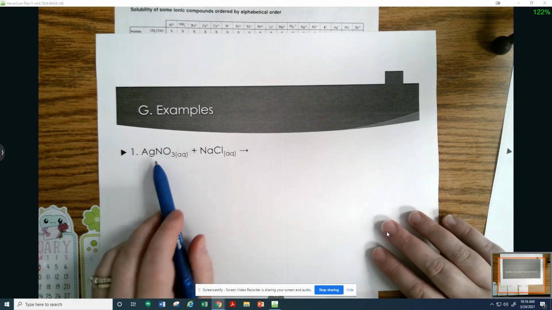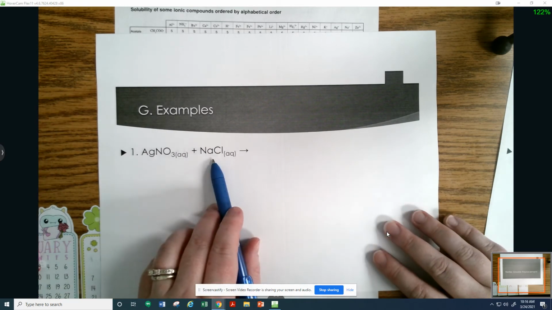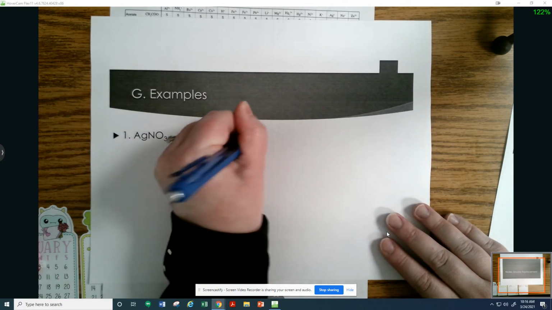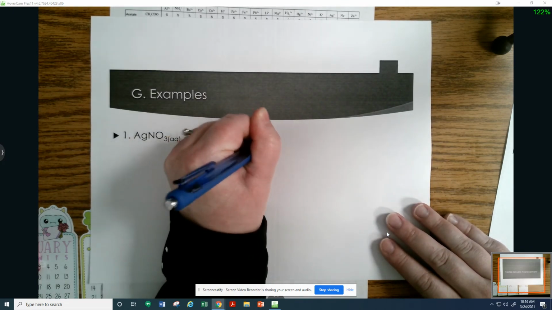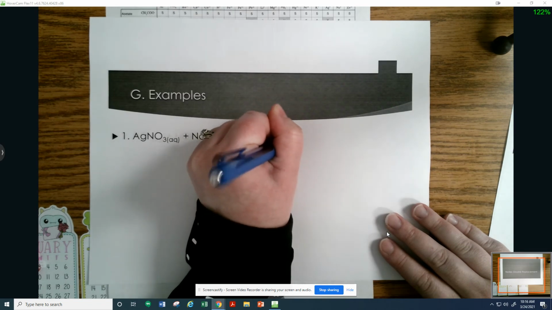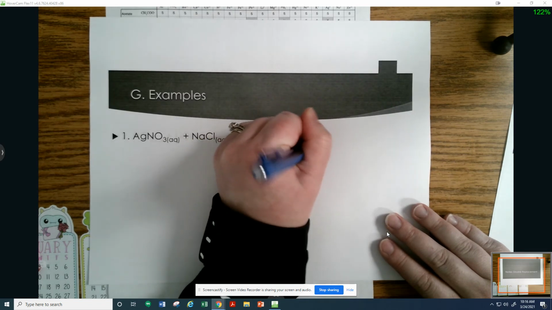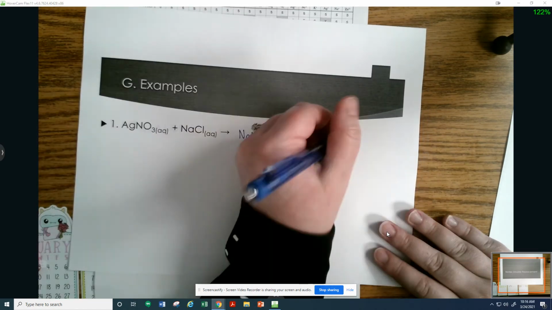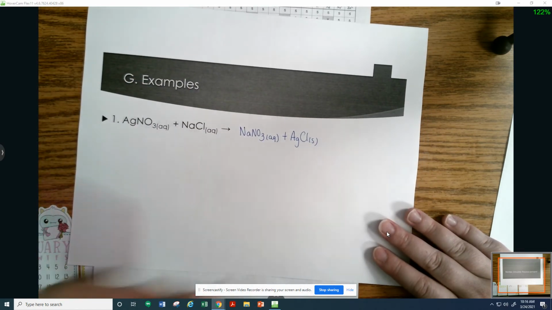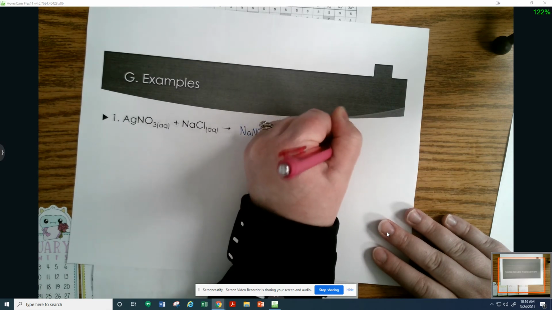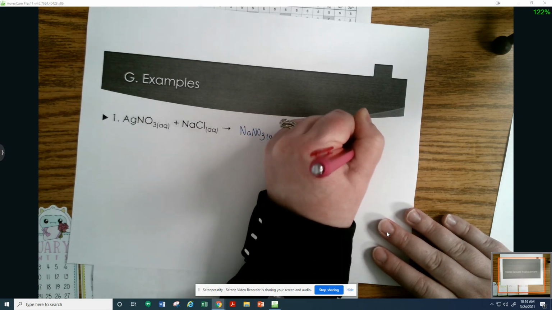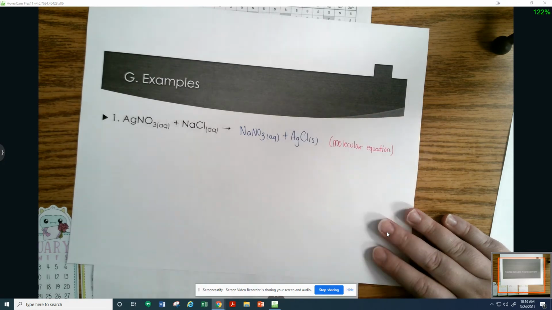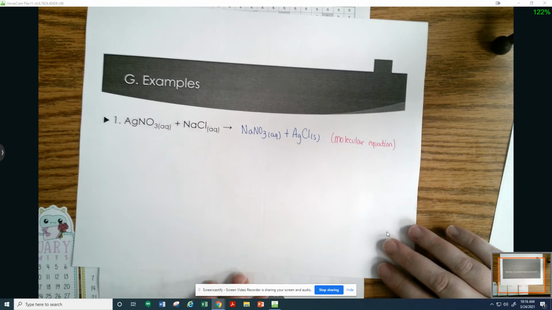Okay, so this one was the AgNO3 and the NaCl. Going back to our note page, we said it made NaNO3 aqueous, and it made AgCl solid. So this is the molecular equation. Let me write that in a different color. And it's already balanced. So our next step is we need to write the total ionic equation.